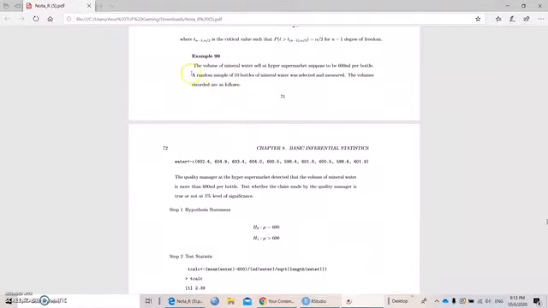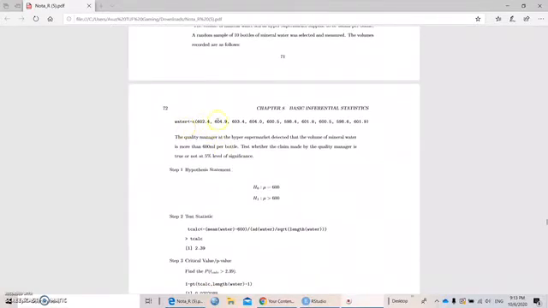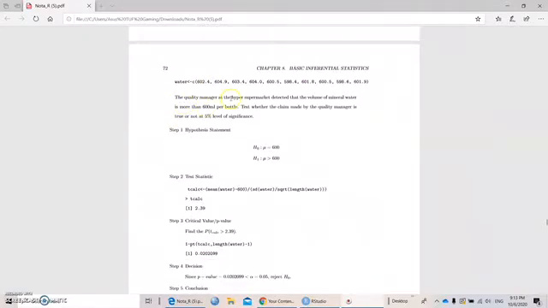For example, the volume of mineral water sold at a supermarket is supposed to be 600 ml per bottle. A random sample of 10 bottles of mineral water was selected and measured. The volumes recorded are as follows. So this is the data in milliliters. The quality manager at the hypermarket detected that the volume of mineral water is more than 600 ml per bottle. Test whether the claim made by the quality manager is true or not at 5% level of significance.